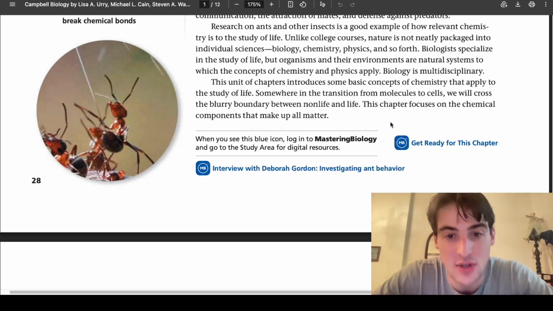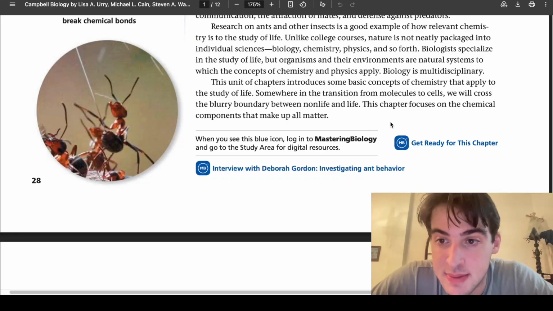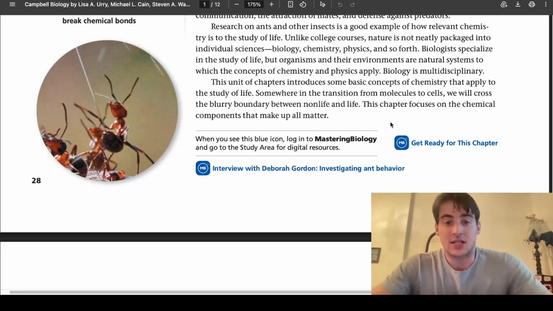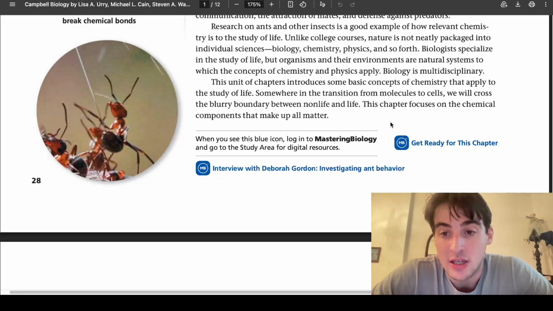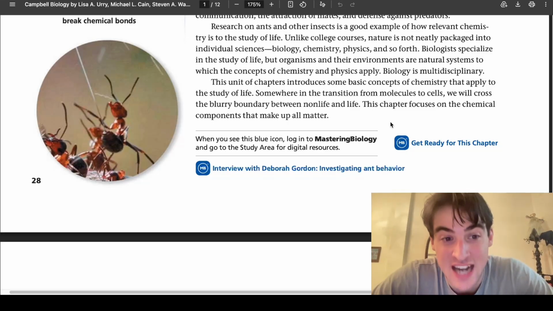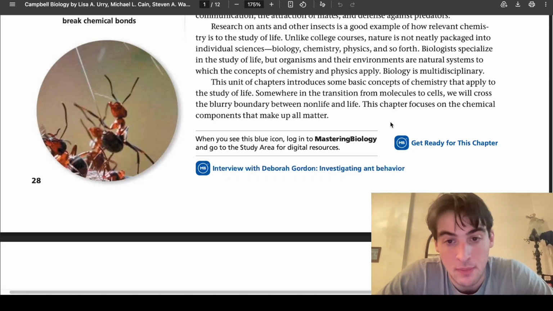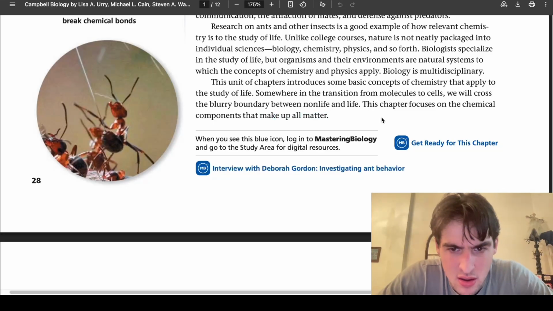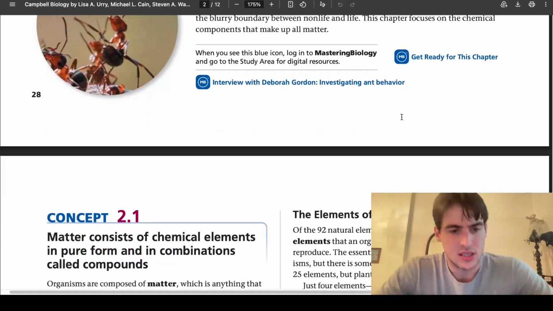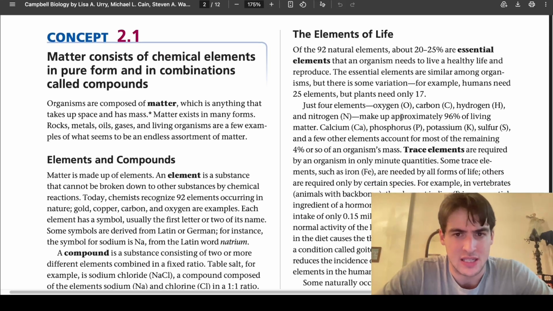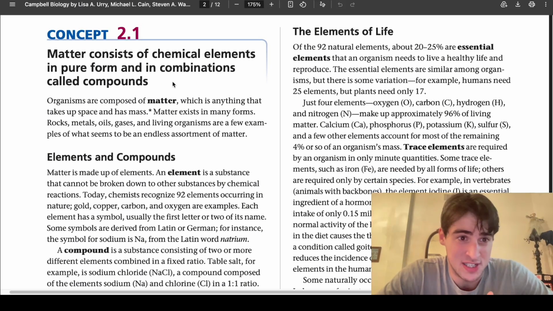Anyway, this unit of chapters introduces some basic concepts of chemistry that apply to the study of life. Somewhere in the transition from molecules to cells, we will cross the blurry boundary between non-life and life. This chapter focuses on the chemical components that make up all matter. The chemical components that make up all matter, so not just life? Okay. Sounds interesting. Wasn't expecting that. I was expecting just the chemical components that make up life.